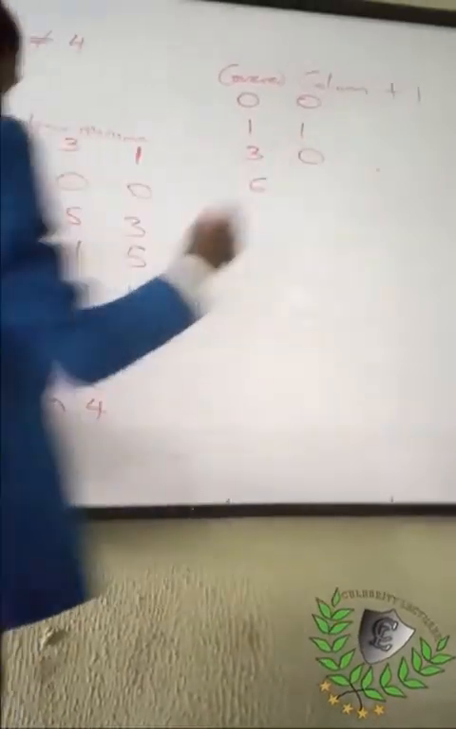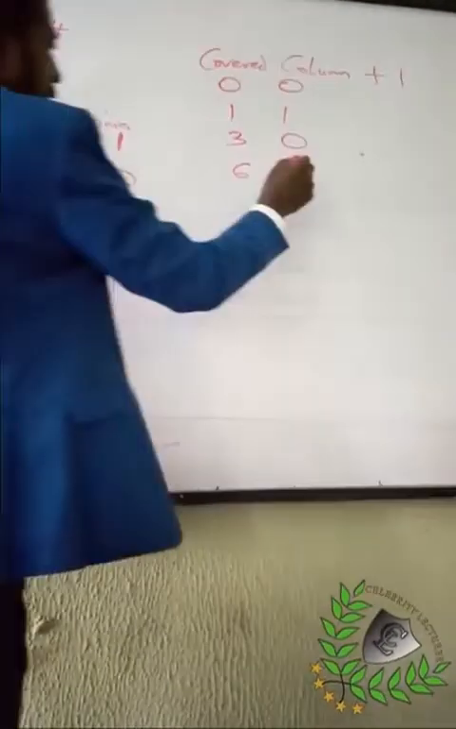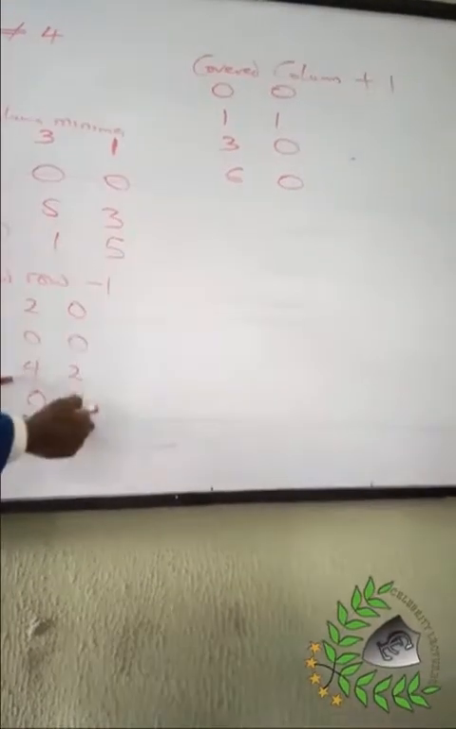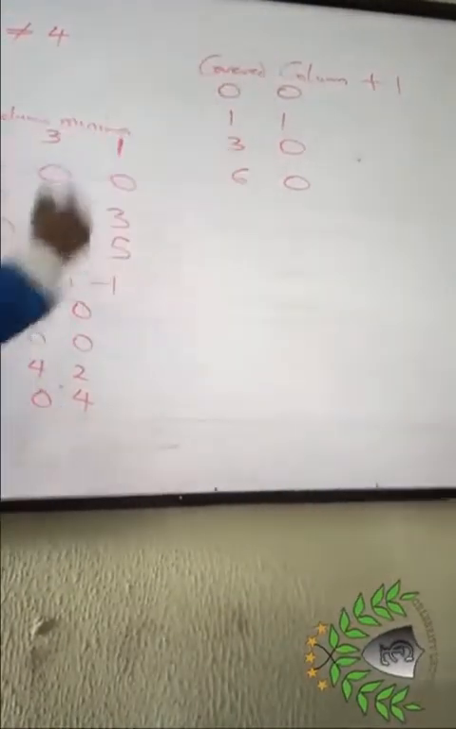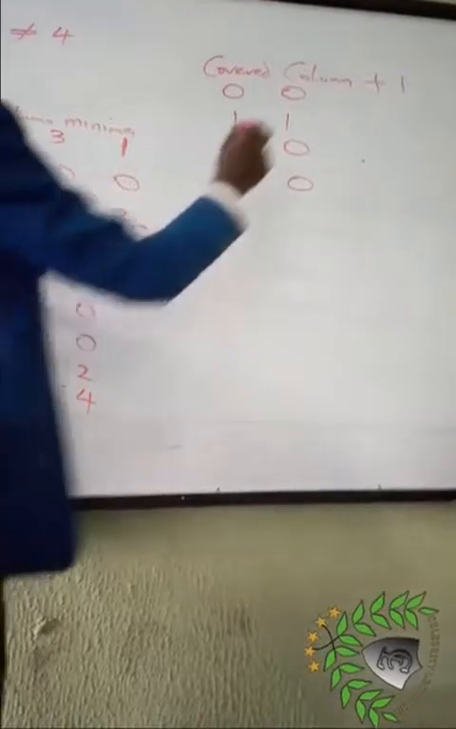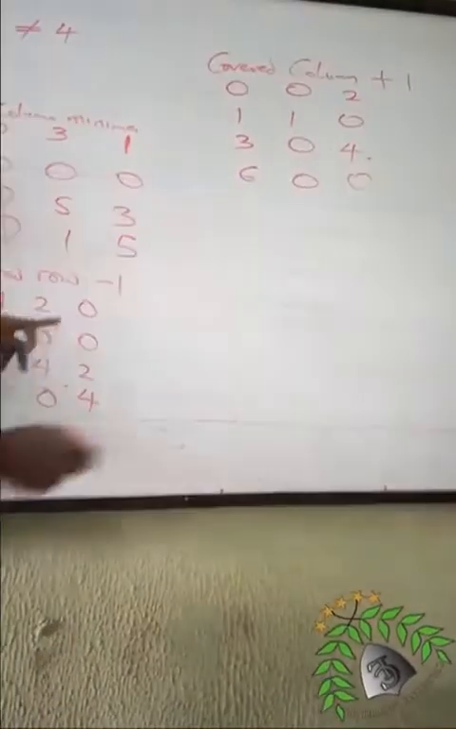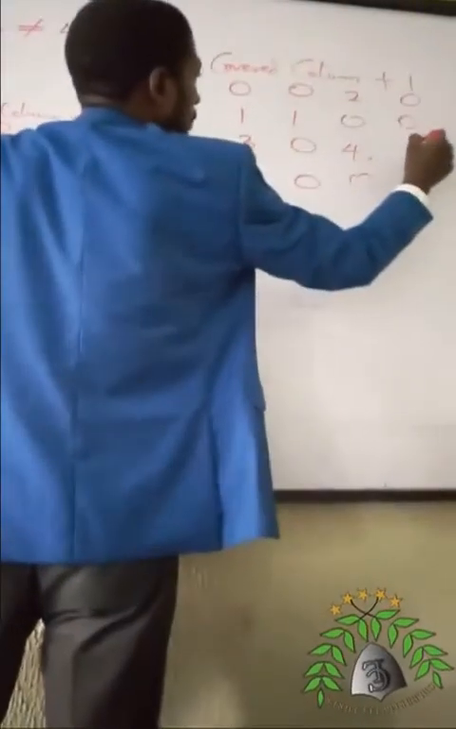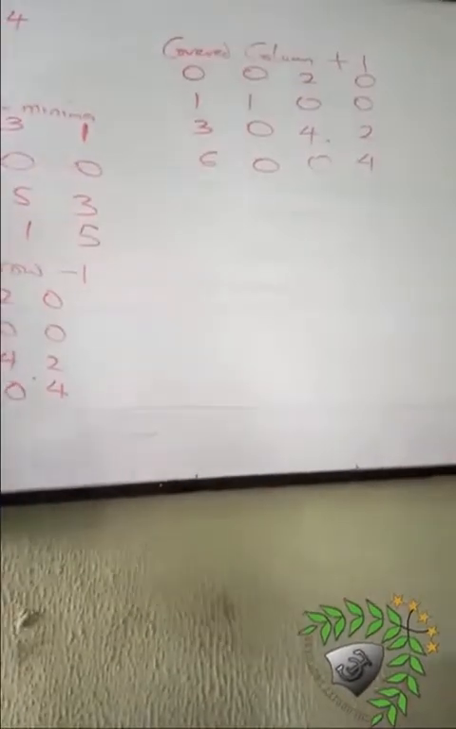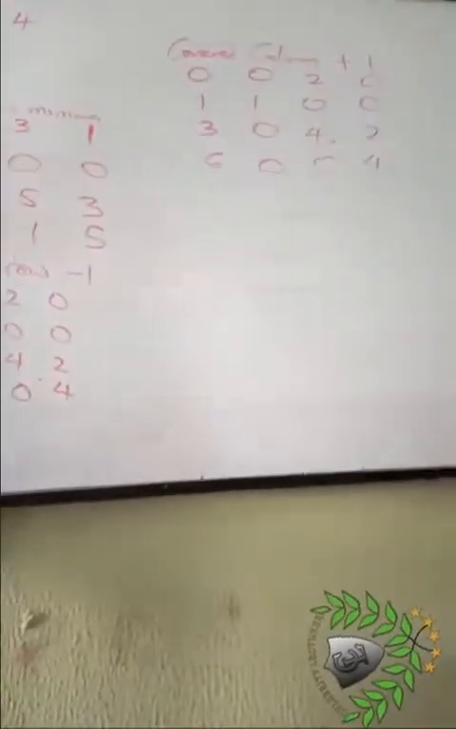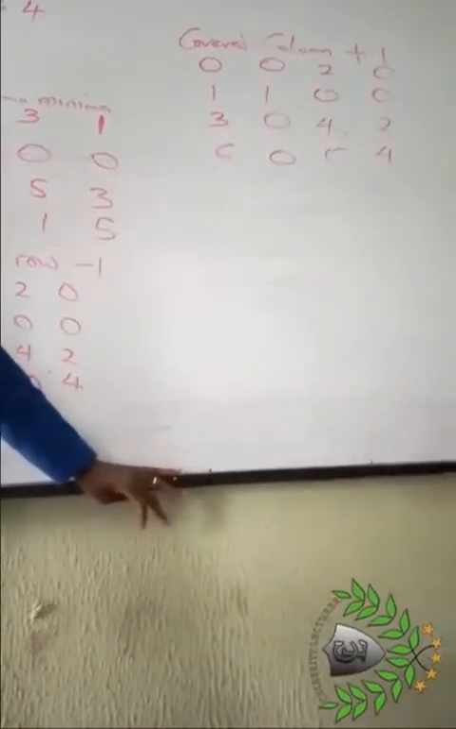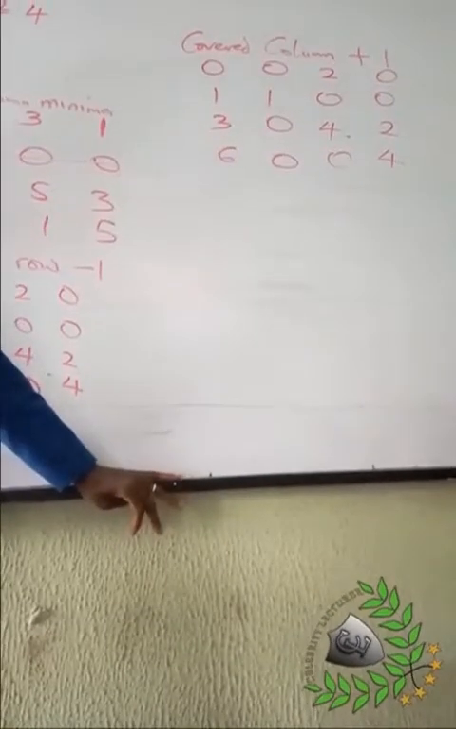So from here, I will now rule out my zeros again. To rule out my zeros, I follow the same rule. The column or rows that have the highest number of zeros, I strike them out first. So let's look at it. This one has 3 zeros. This one has 2, this one has 2, this one has 1. This one has 2, 2, 1, 2. So the 3 will be struck out first, right? So I strike that 3 out first.